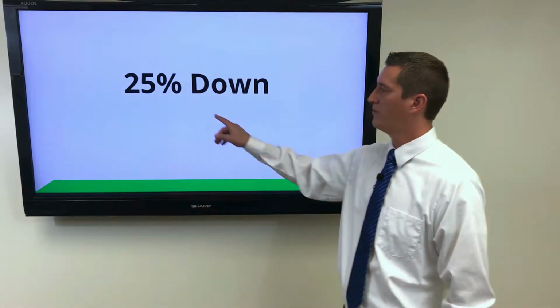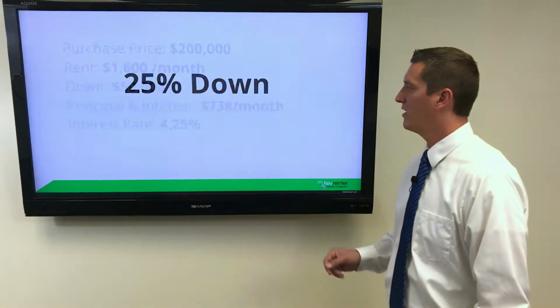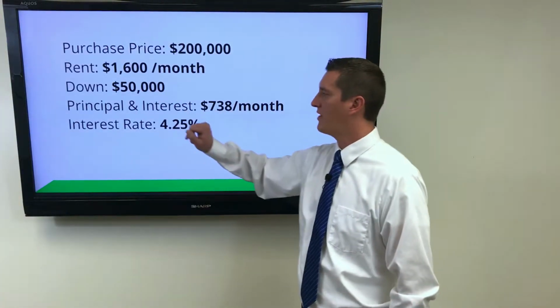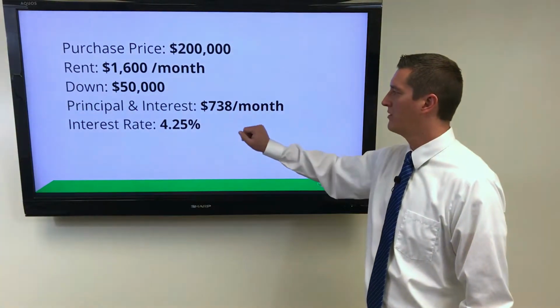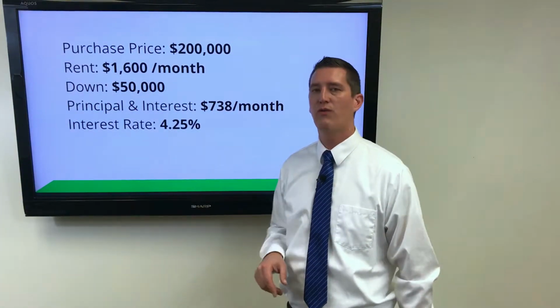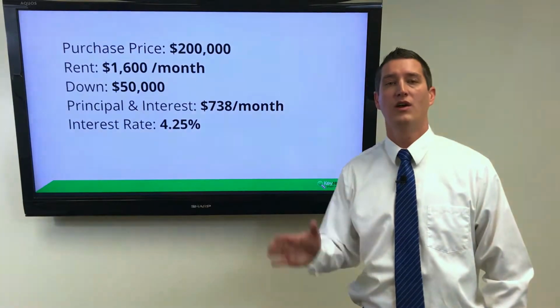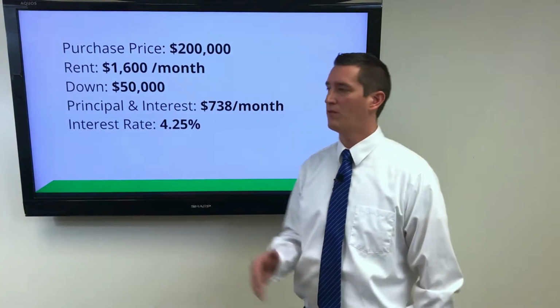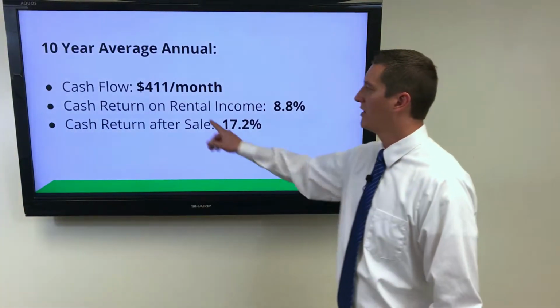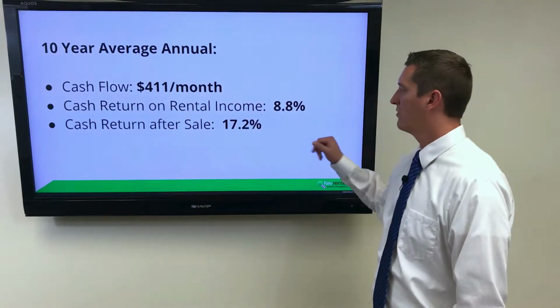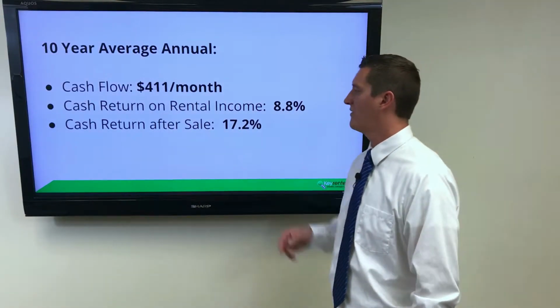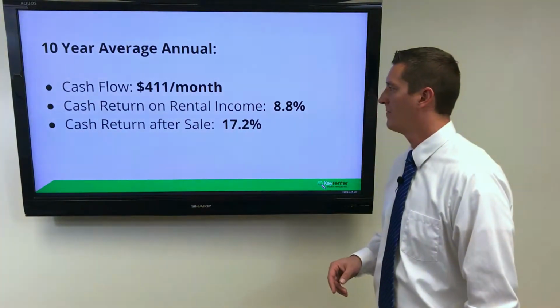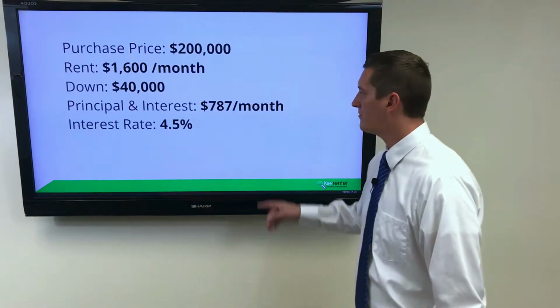We can look at the different programs. 25% down, so we put $50,000 down. Principal and interest payment $738. Interest rate is 4.25, which still qualifies for the lower rate because we're putting more than 20% down. Cash flow $411. Cash return on rental income 8.8. Cash return 17.2.